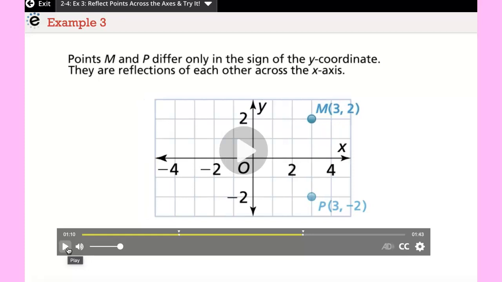Do you guys have any questions? What is the reflection over the x-axis and the y-axis? We're going to have more examples later on for this after this video, okay?